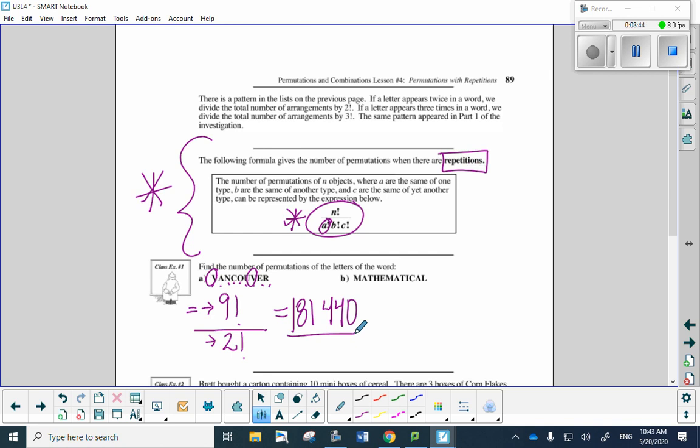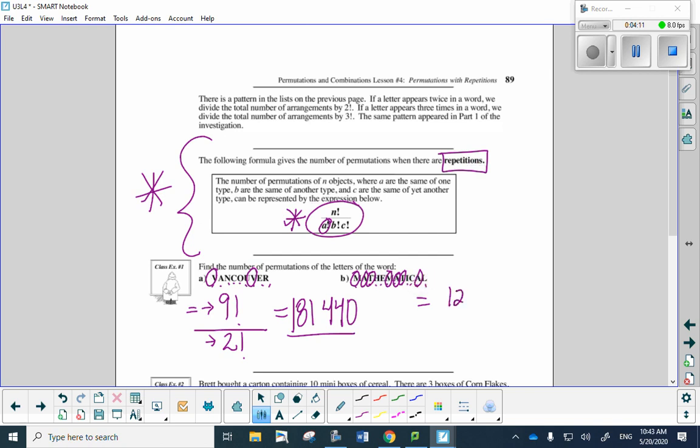Okay? Look at B, mathematical. Same thing, what jumps out at you? Repeating letters. I can see there's M's that are repeating, I've got A's that are repeating, and what else do we have? We have T's that are also repeating, and that's it. So use this formula again. How many letters are there to arrange? There's 1, 2, 3, 4, 5, 6, 7, 8, 9, 10, 11, 12.